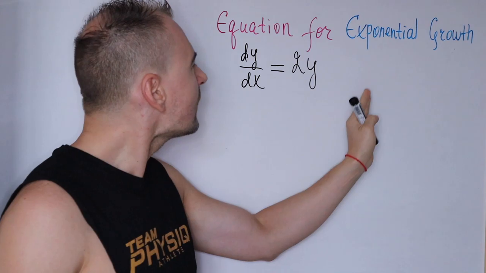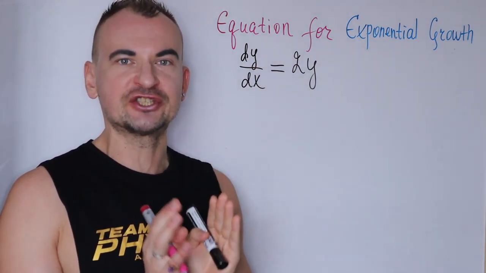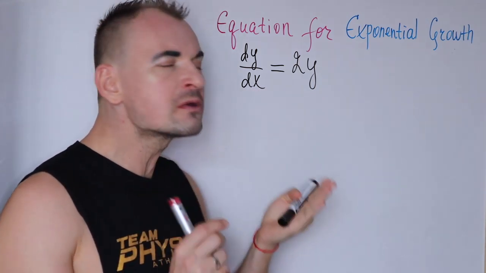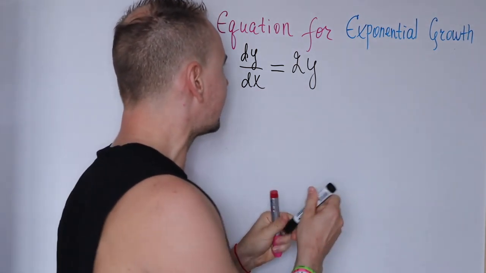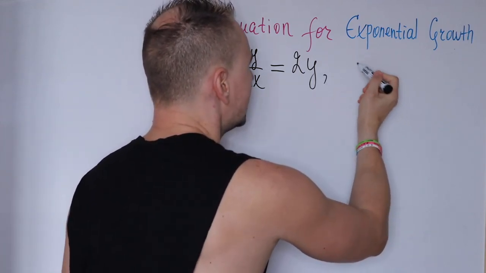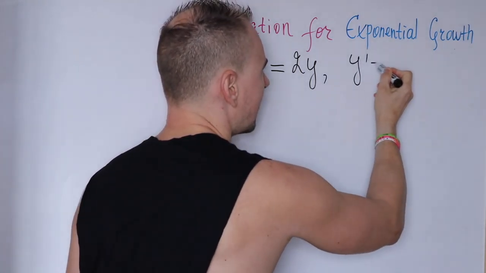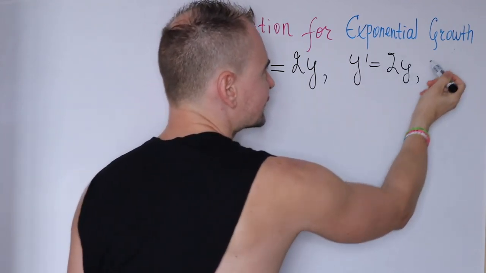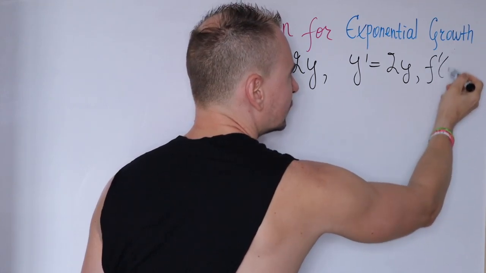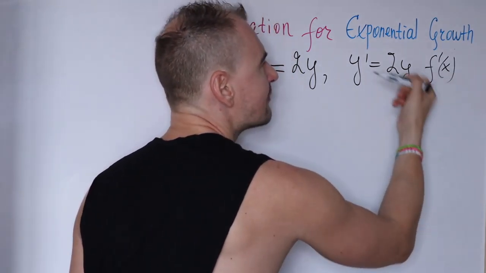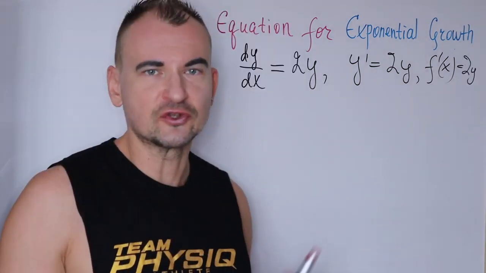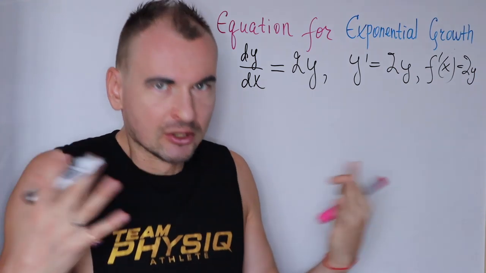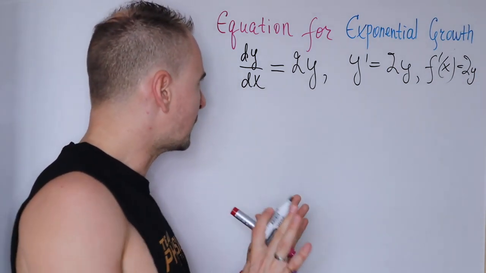Normally on one side of your differential equation, you are given the derivative dy dx. Equivalently, it could be written as y prime, so y prime equals 2y. It's the same. Or sometimes you might come across another notation, f prime of x equals, so you might run into different looks of these equations.